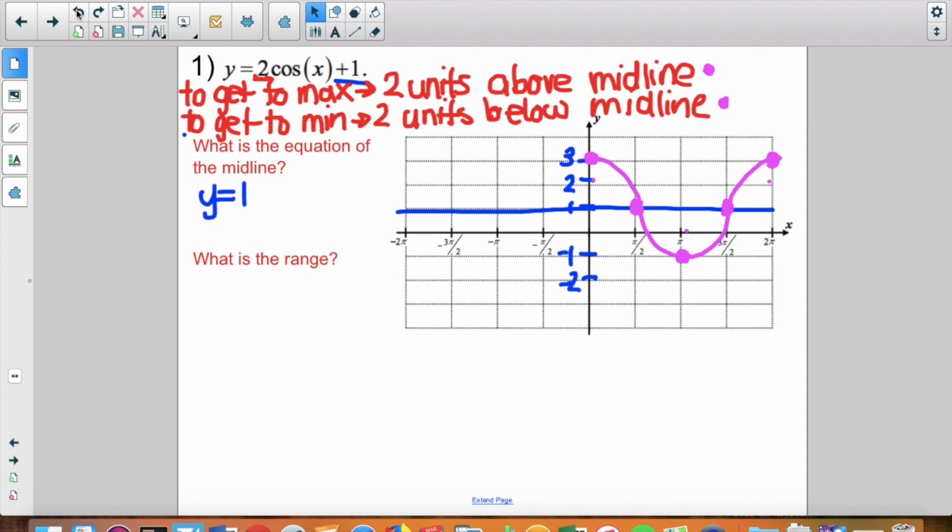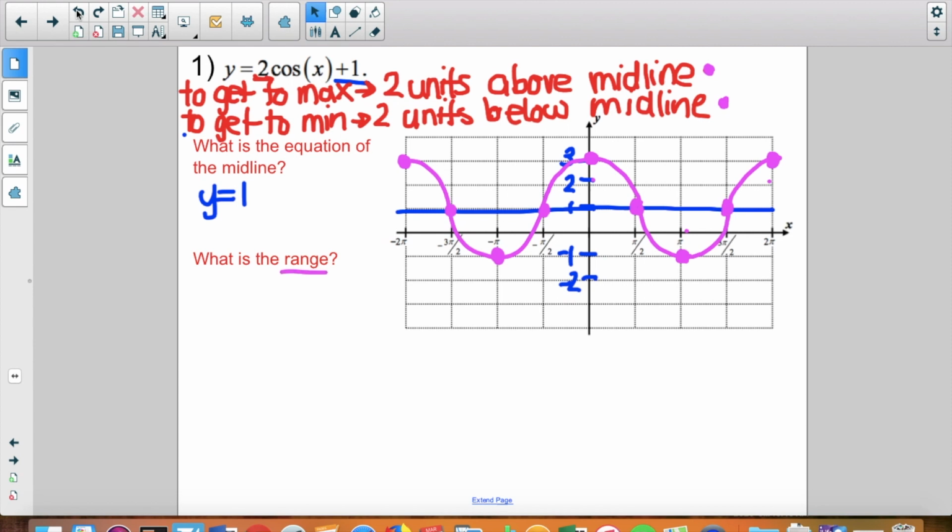You can go in the other direction if you like. So if we're going in the other direction, we started at the max. That means we go to the midline, then we go to the minimum, back to the midline, back to the max. So here would be our full cosine graph from negative 2 pi to 2 pi.